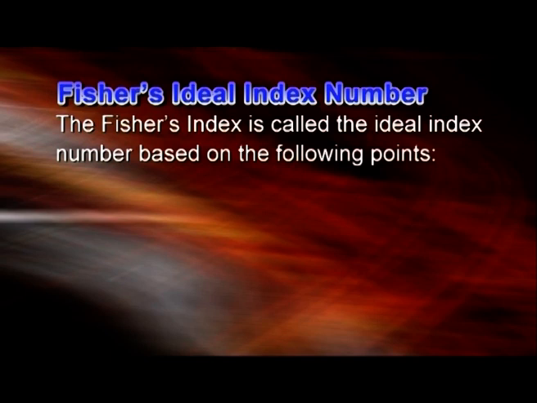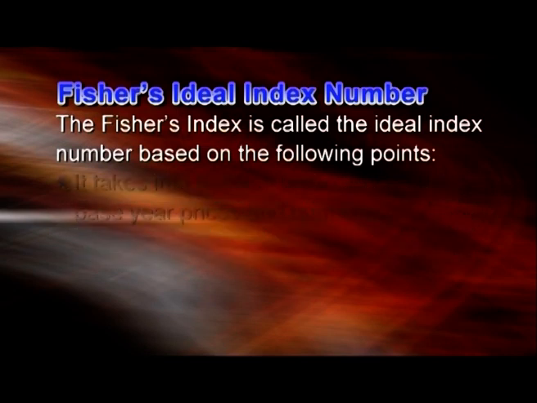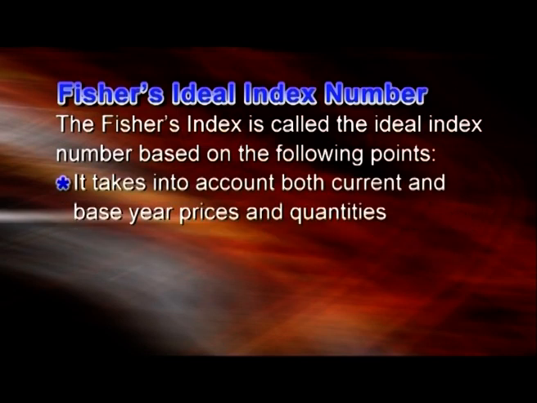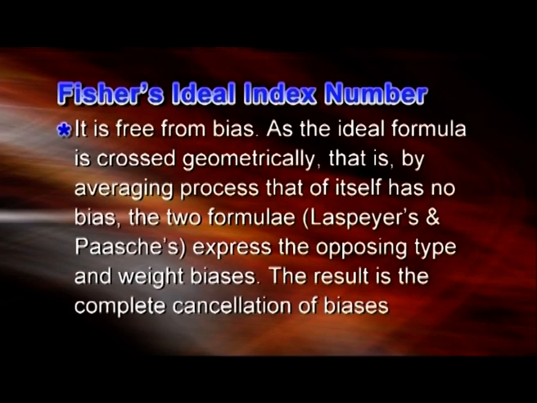The Fisher's index is called the ideal index number based on the following points. It is based on the geometric mean, which is theoretically considered to be the best average for constructing index numbers. It takes into account both current and base year prices and quantities. It satisfies both tests of adequacy, the time reversal test and the factor reversal test. It is free from bias.